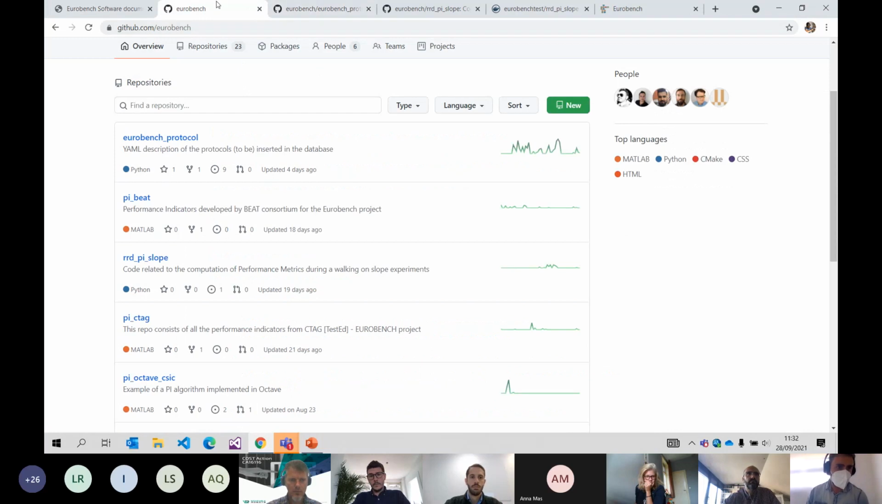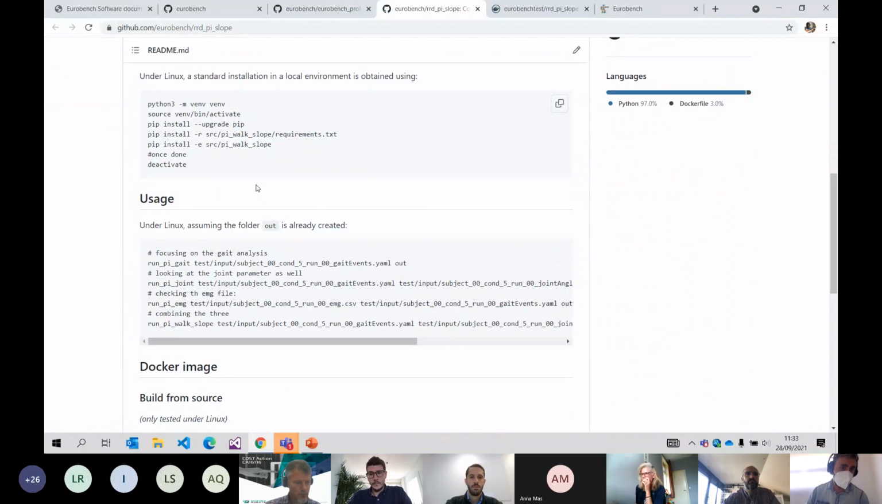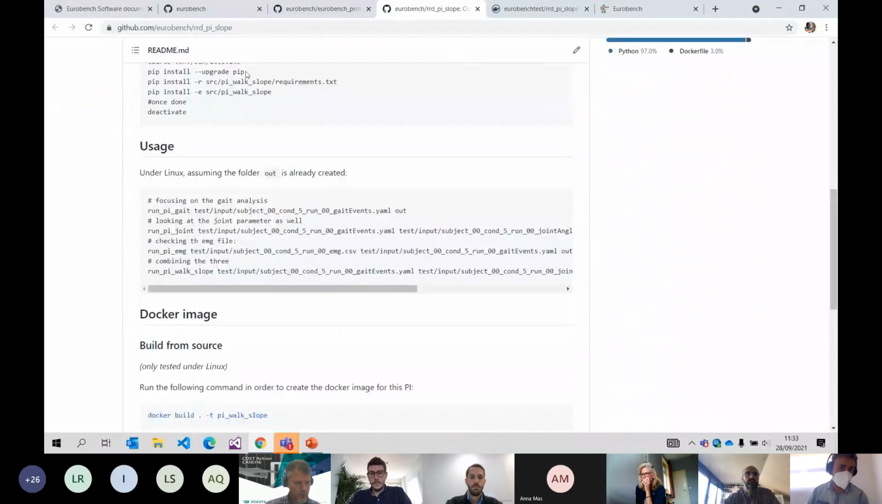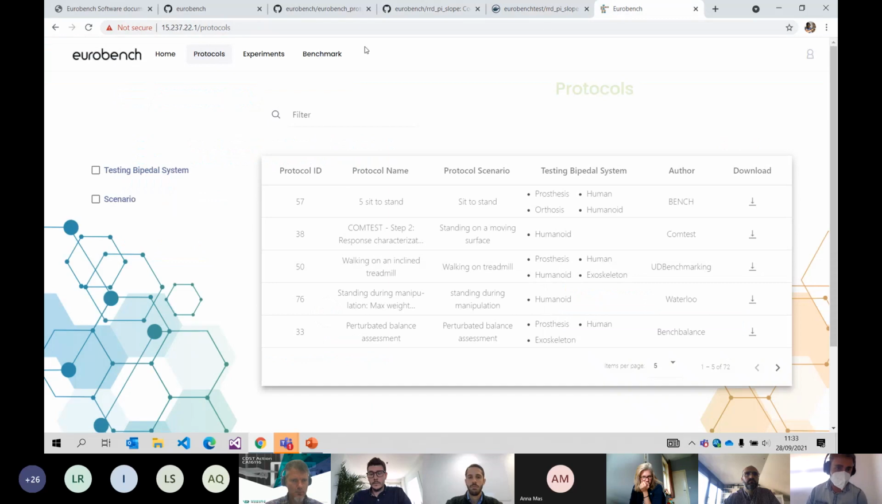There we have a GitHub repository to contain the algorithms that are going to be included in the platform. Here we have one that is used in the experiment, the one working on the slope. There is some documentation about installation, usage, and how to generate the Docker images. The final algorithm is in the Docker Hub, so it is available to anyone, and in concrete to the EUROBENCH platform when we are using it.